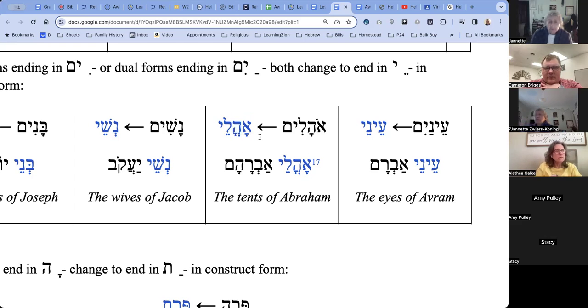Okay. Yeah, I was mispronouncing it first off. So Ohalim, it swaps the vowel sounds. Okay. Ohalim, ahole. Ahole Avraham. Yeah, Avraham.